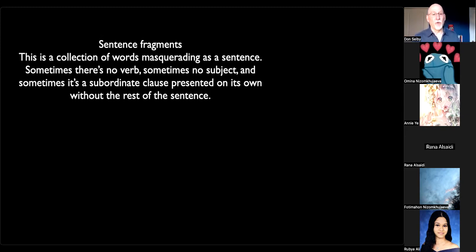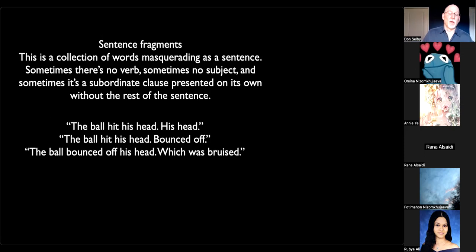Okay, so what does this stuff look like in practice? To go back to the example that I was just talking about, the ball hit his head. His head. Okay, so the ball hit his head, sentence, perfectly fine. The second part, his head, sentence fragment. Why? Because there's no verb there, so it's a sentence fragment. Second one, the ball hit his head, bounced off. Okay, here again, we can see we have a verb now, but we have no subject. So bounced off is a sentence fragment.